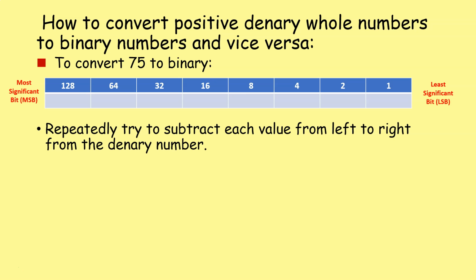What we want to do is repeatedly try to subtract each value from left to right from the actual number we have, in this case 75. So we start with the most significant bit, that's over on the left hand side, and we work our way to the right, which is the least significant bit. What does that mean? Well, we take 75, which is our number we're trying to convert, and we say, can we perform the calculation 75 minus 128? In other words, does 128, the most significant bit, fit into 75?